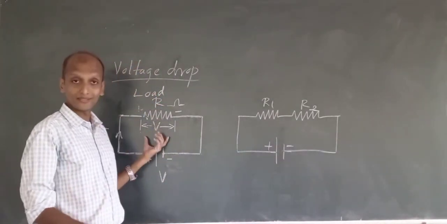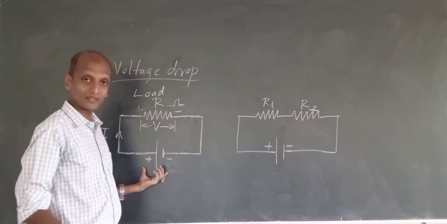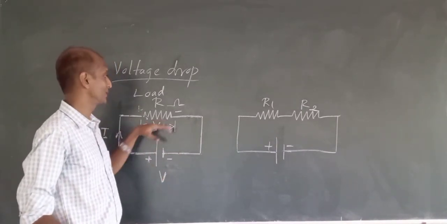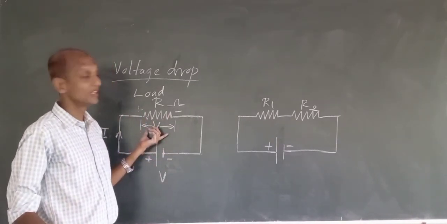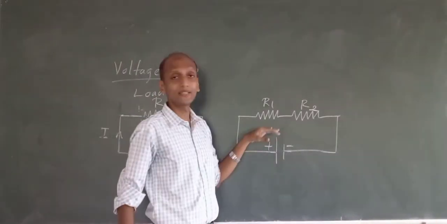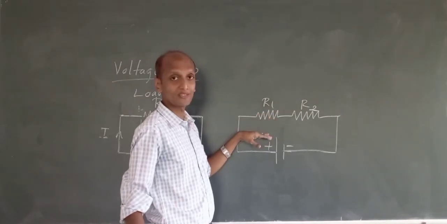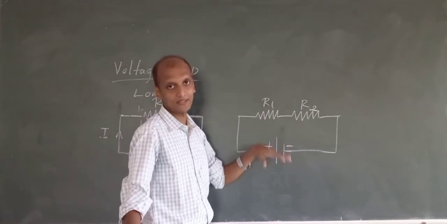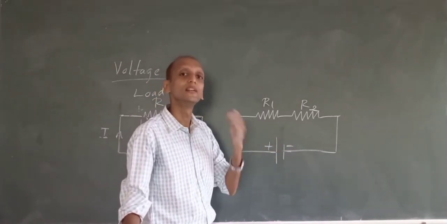In this circuit we have only one resistance. With a voltage source applied, current I flows through the circuit, and the total voltage will be dropped across the resistor R. Here I have taken two resistors which are connected side by side. So what kind of combination is this? We will discuss that next.